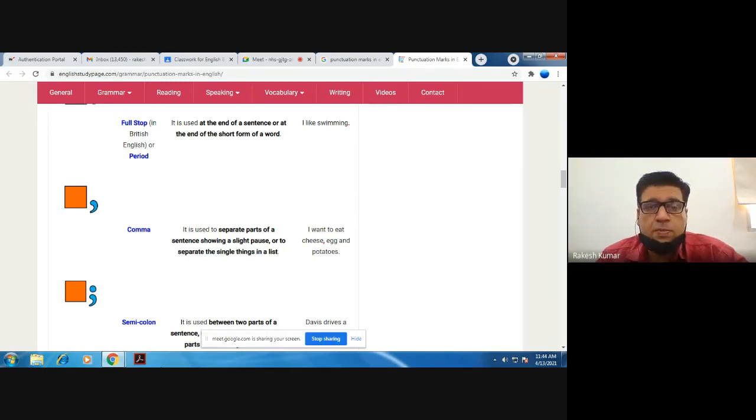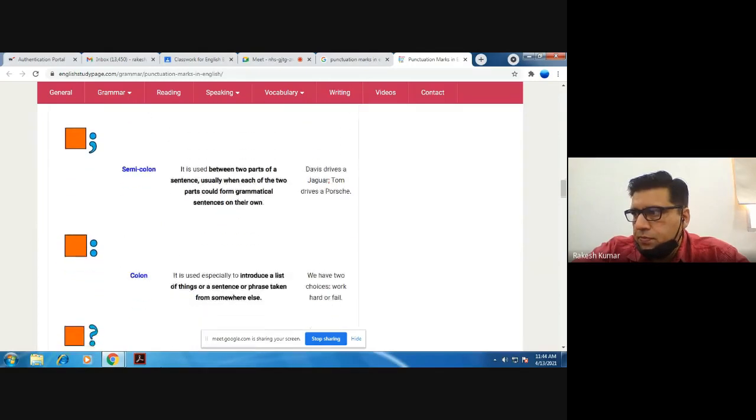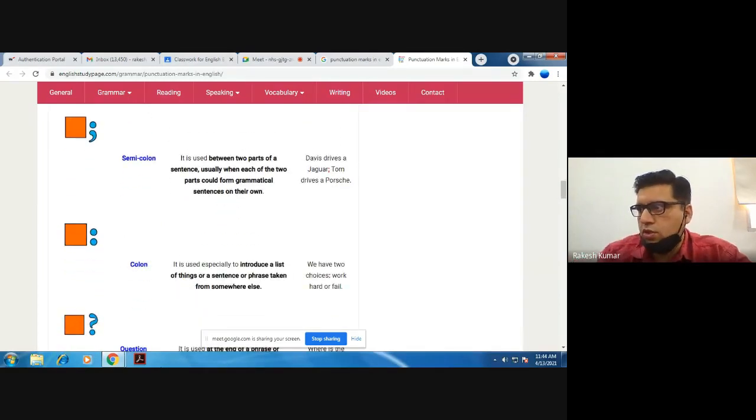So my first purpose is to put a pause there. You want to take a halt. The second one is that you want to separate a single thing from the list. There are numerous things, and you put a comma there so that you can differentiate. Then next is the semicolon. It is used between two parts of a sentence, usually when each of the two parts could form a grammatical sentence on their own. There are two parts, and the semicolon helps you differentiate, so you understand with more clarity what exactly the person wants to tell you.